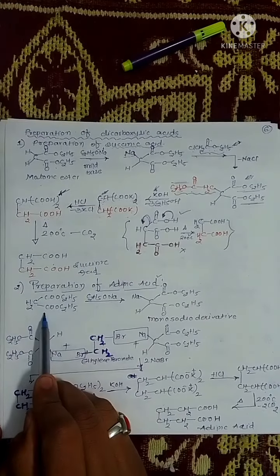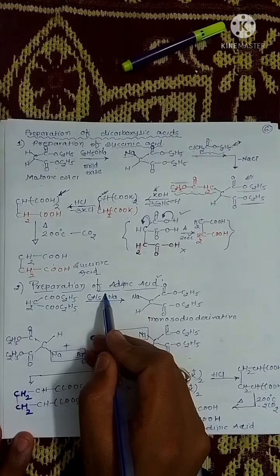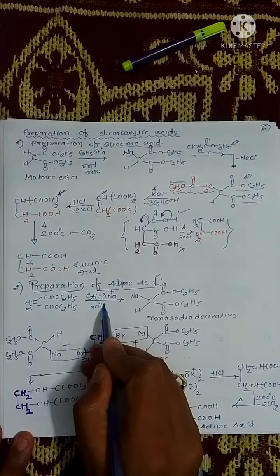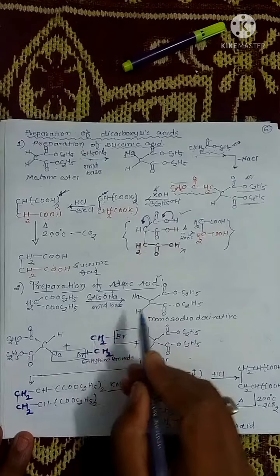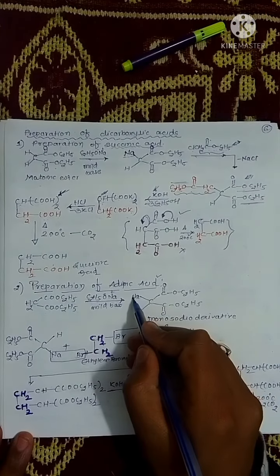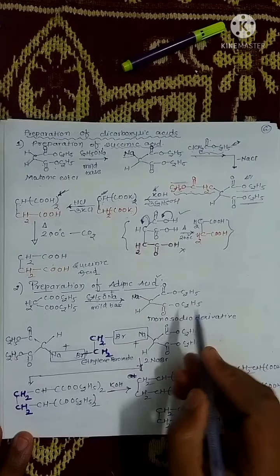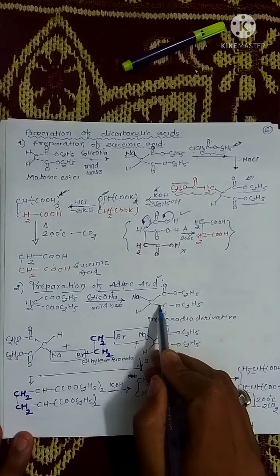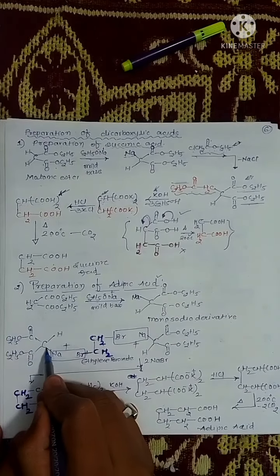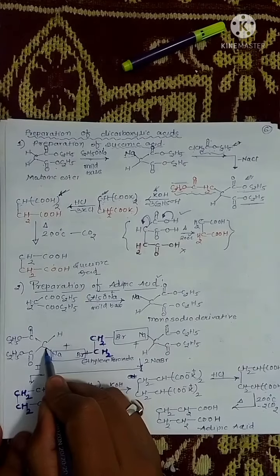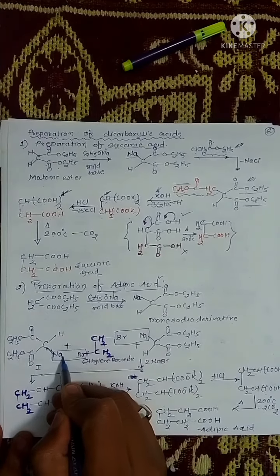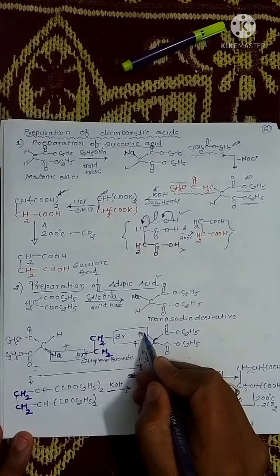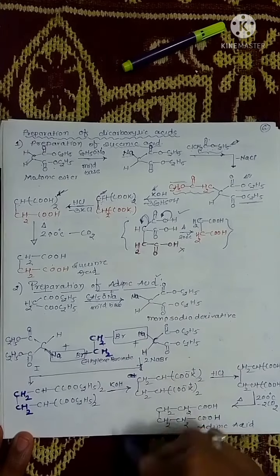So in the first step, as usual, we are going to treat your malonic ester with a mild base, that is sodium ethoxide. So basically one of the hydrogens is replaced by Na here. Now, just see here, this is the first molecule of your monosodio derivative, which is written on your left side, and this is another molecule of monosodio derivative, which is written on the right side.